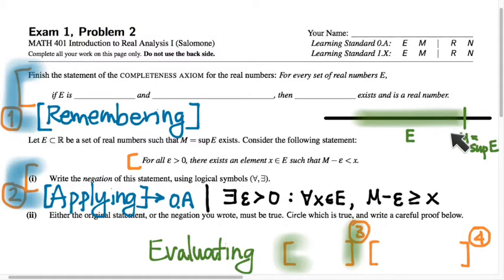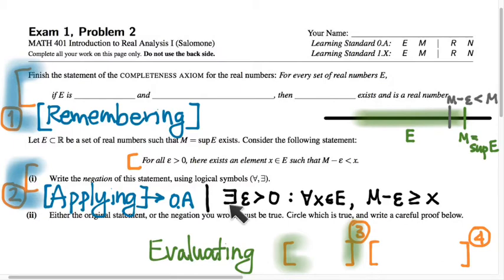Where am I going to find m minus epsilon? Well, it's definitely going to be to which side of m? It's going to be to the left side, because epsilon is positive. That means that m minus epsilon has to be less than m. So let's say m minus epsilon is here. Right? It's definitely to the left of m.